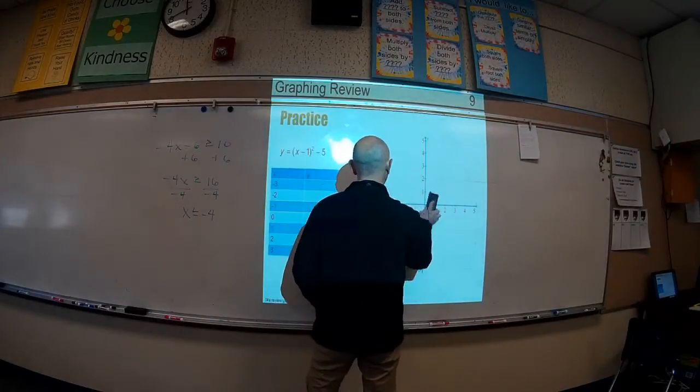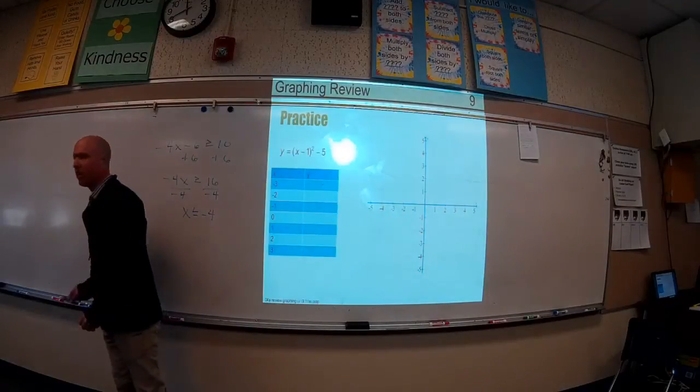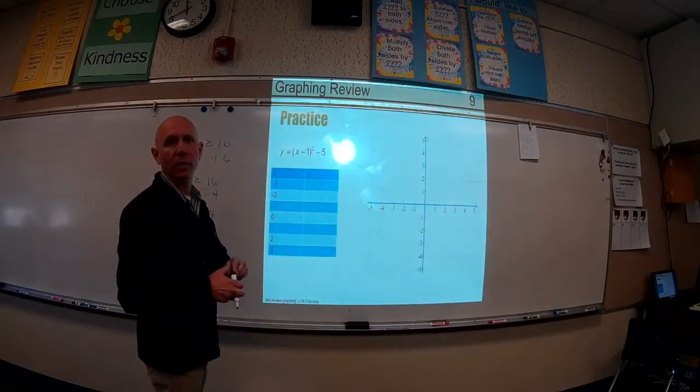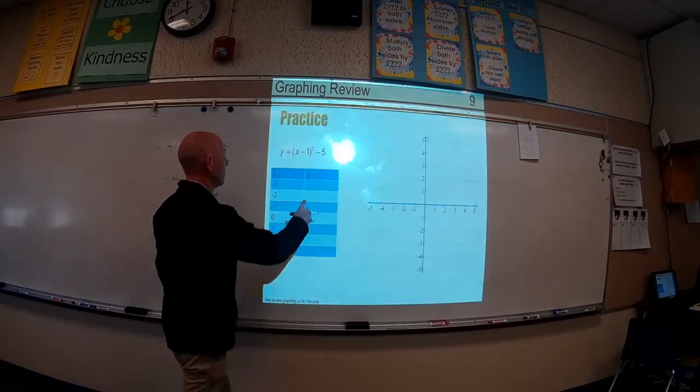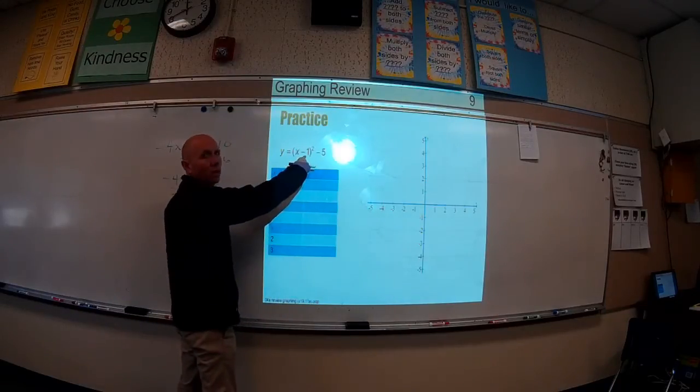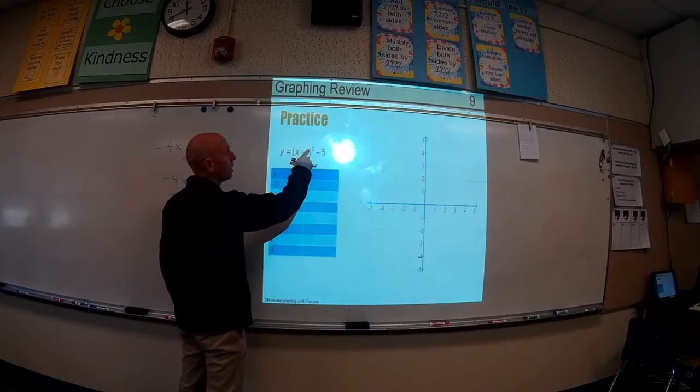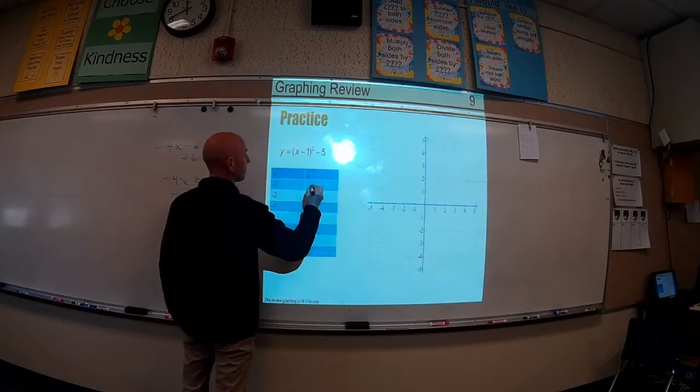Go, Chris. You ready? Actually, I feel like it was Gavin's turn to talk to me. Gavin, let's put in a -3. -3 minus 1 is -4, squared, 16. 16 minus 5. 11.